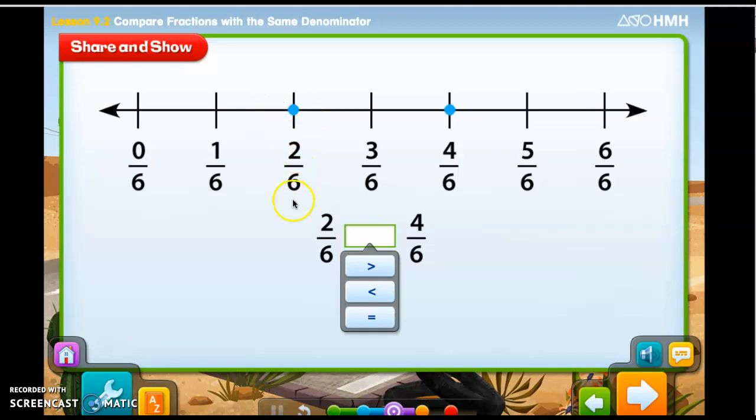So 2/6 is less than 4/6. That's right. It's smaller. 2/6 is less than 4/6. 2/6 is closer to 0 than 4/6. That's not it. 2/6 is less than 4/6. 2/6 is closer to 0 than 4/6.